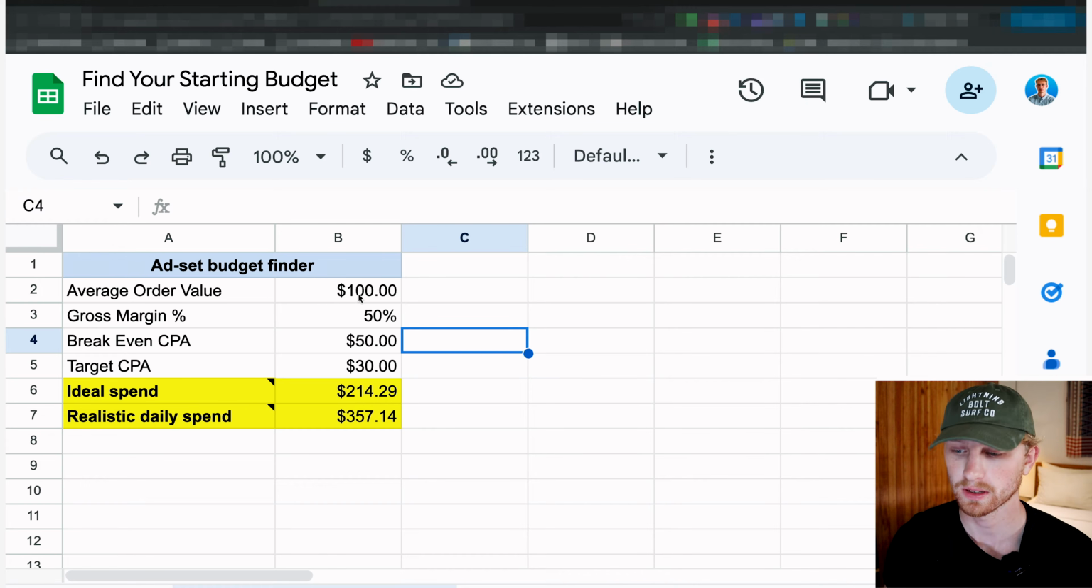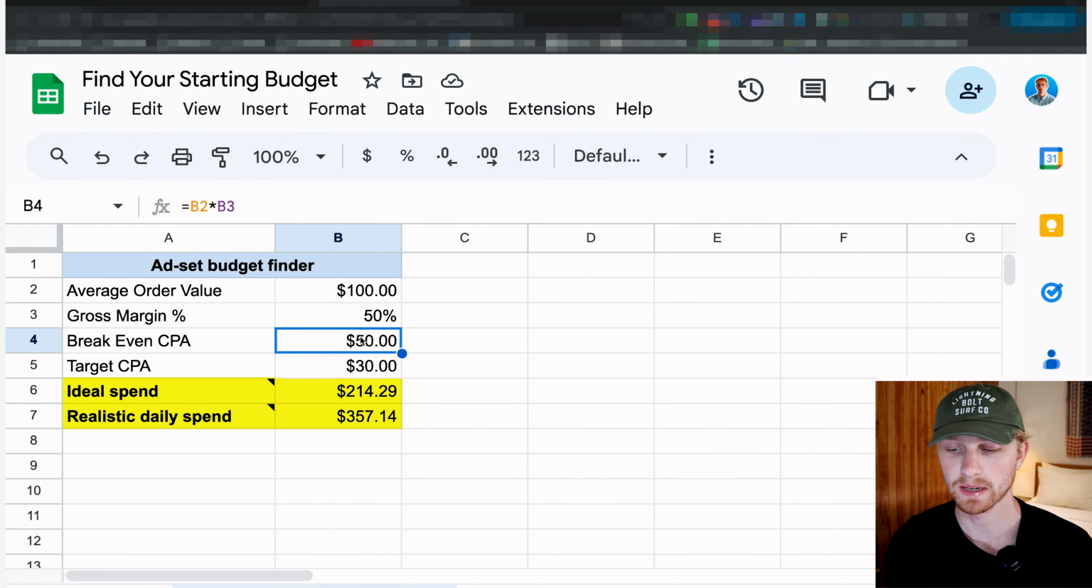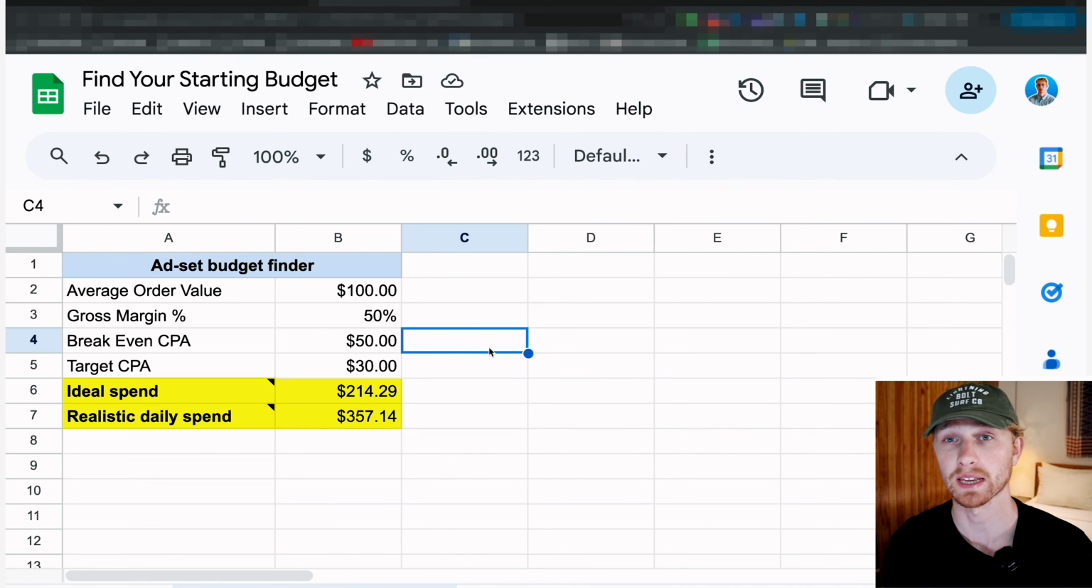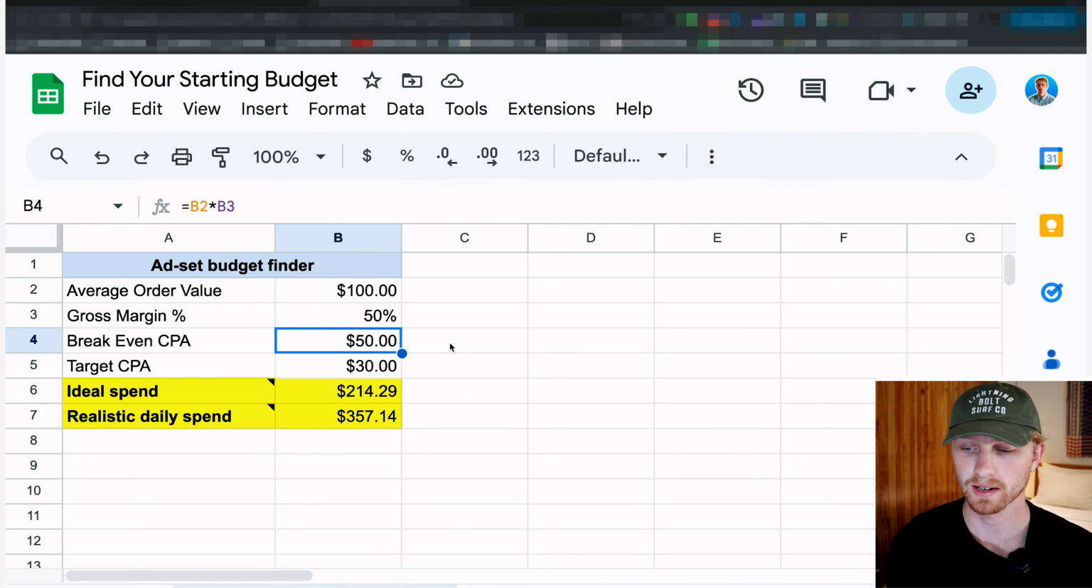So for an example, let's say every customer on average spends $100 in your store. 50% of that is actually profit. That means the break-even CPA, or the break-even cost per acquisition, is going to be $50. So anytime you spend more than $50, you're starting to lose money. And when you spend less than that, you're essentially profitable, but we don't take into account the fixed cost and the other costs in your business in this example. So you have to be mindful of that as well.